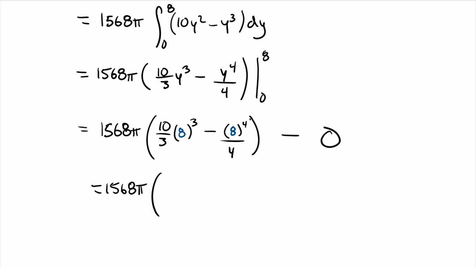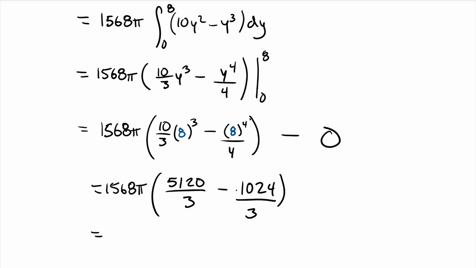Yes. So then 512 times 10. And then we see if it's divided by 3. Does it work? No. Times 3. Put it right back. So we get 5,120 over 3 minus 8 to the 4th divided by 4. That's going to be a whole number, I believe. Divided by 4, and we get 1024.